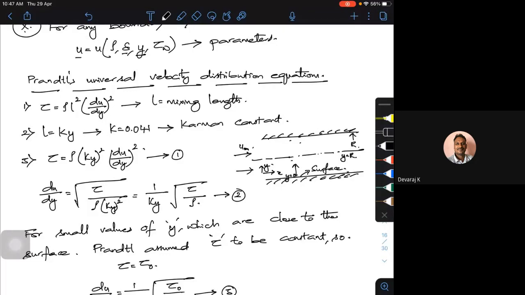Maybe for a flat plate, I can go from y is equal to 0 to your free stream, where your u will be equal to u infinity. For a pipe flow, at the center, my velocity will be maximum, at y is equal to r. If I take this, the radius goes from y is equal to 0 to r. So let me write for that.